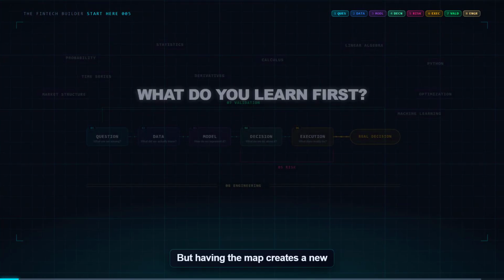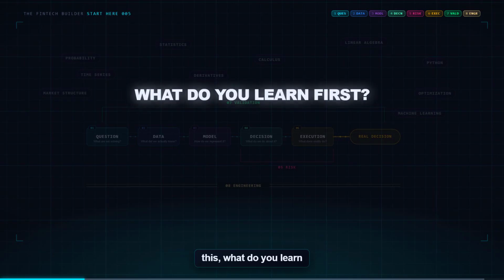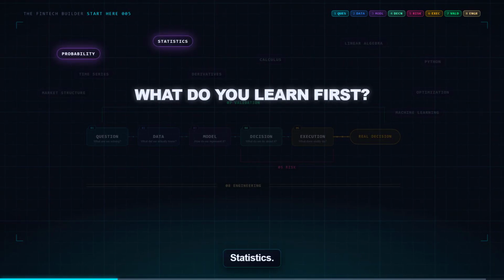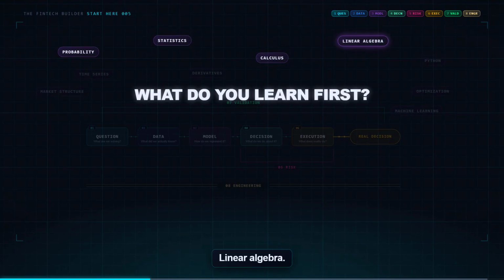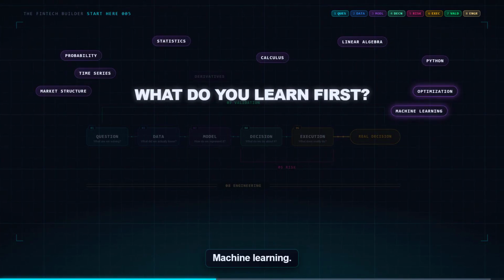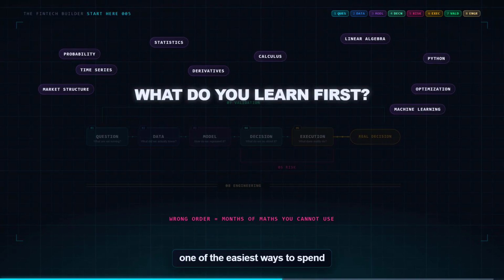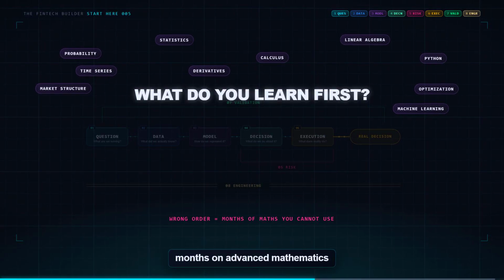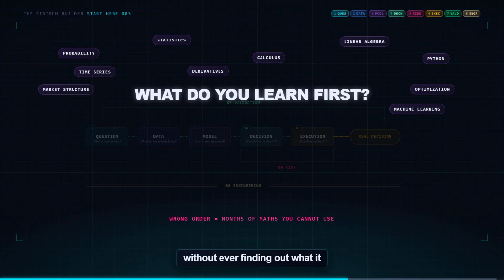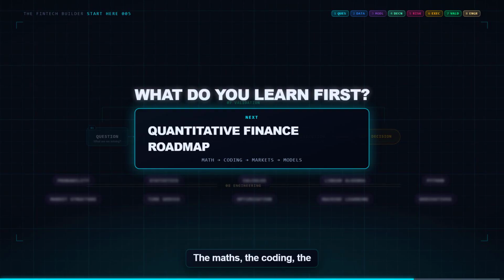But having the map creates a new problem. If you actually want to get good at this, what do you learn first? Probability, statistics, calculus, linear algebra, Python, market structure, time series, optimization, machine learning, derivatives. Learning those in the wrong order is one of the easiest ways to spend months on advanced mathematics without ever finding out what it was for. So next, we are putting the whole learning path in order: the maths, the coding, the markets, and the models.